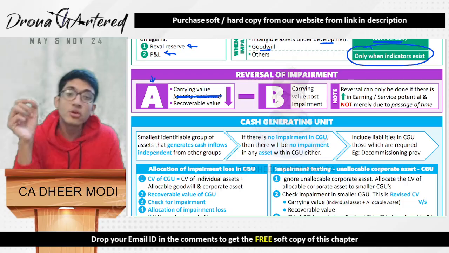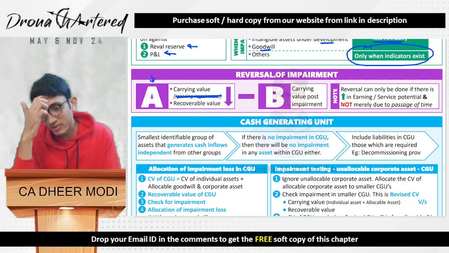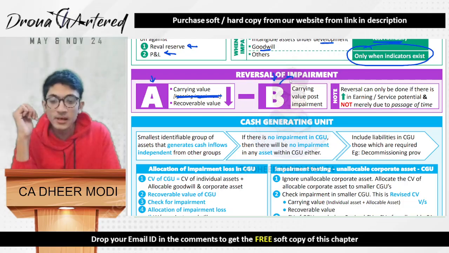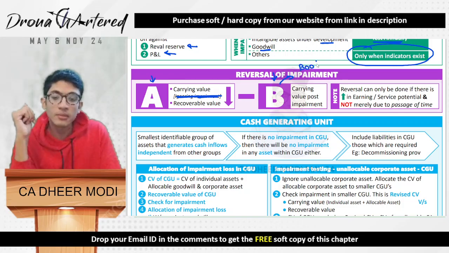Next, B is your carrying value post impairment. Carrying value post impairment is your B. That means B is what is being shown in the books today. This is basically your book value today, what is being shown in the books.